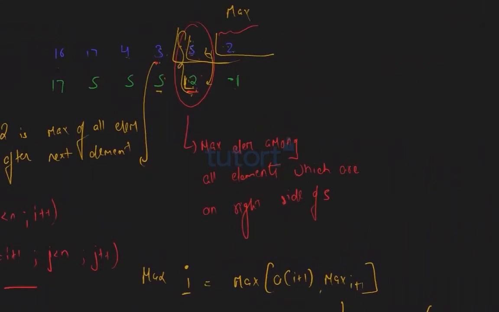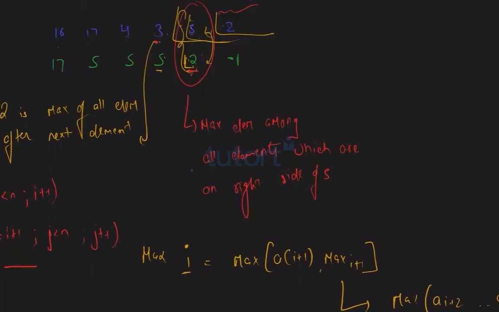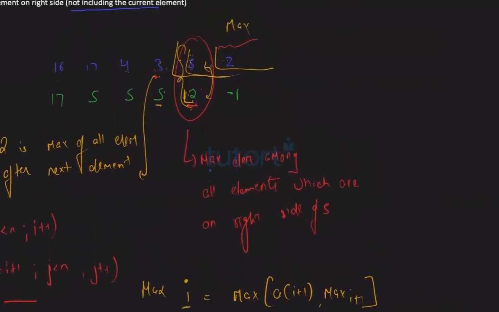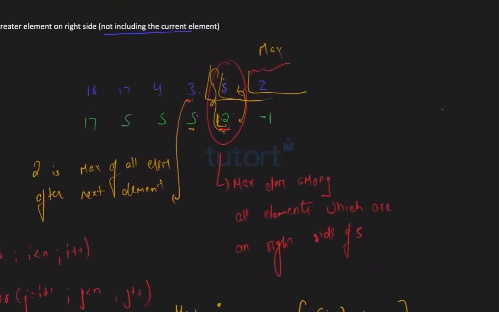First try to understand how this approach works. Is this clear to you or not? How can we iterate through and get the output for all the elements? Let's see. 16, 17, 4, 3, 5, 2.